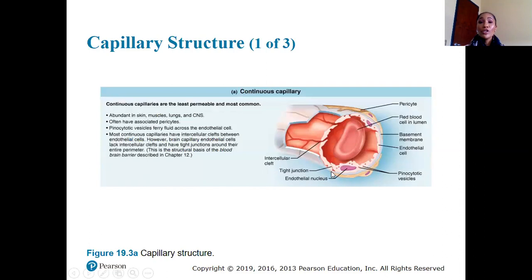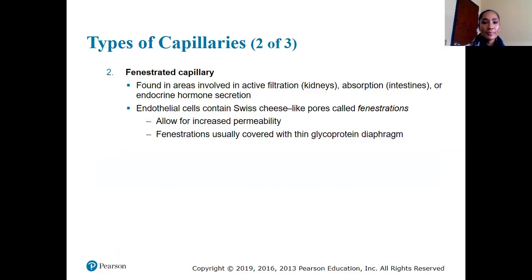What I want you to remember about the continuous capillaries is that they are abundant in skin, muscle, lungs, and the central nervous system. I want you to know that they are the most common, that they allow for the least amount of diffusion, and that they often have pericytes associated with them. They have pinocytic vesicles that will ferry fluid across the endothelial cells. So essentially, and we'll get to this in a little bit, the pinocytic vesicles are going to be a way that fluid can get into a blood vessel.